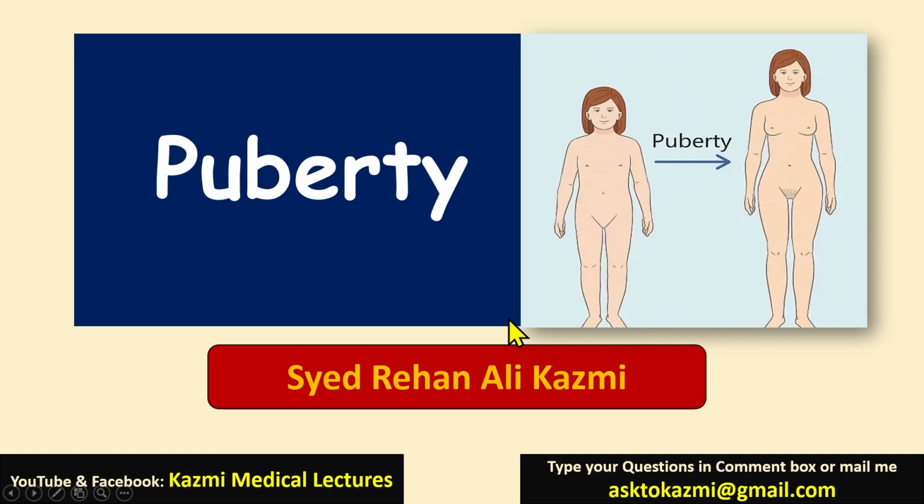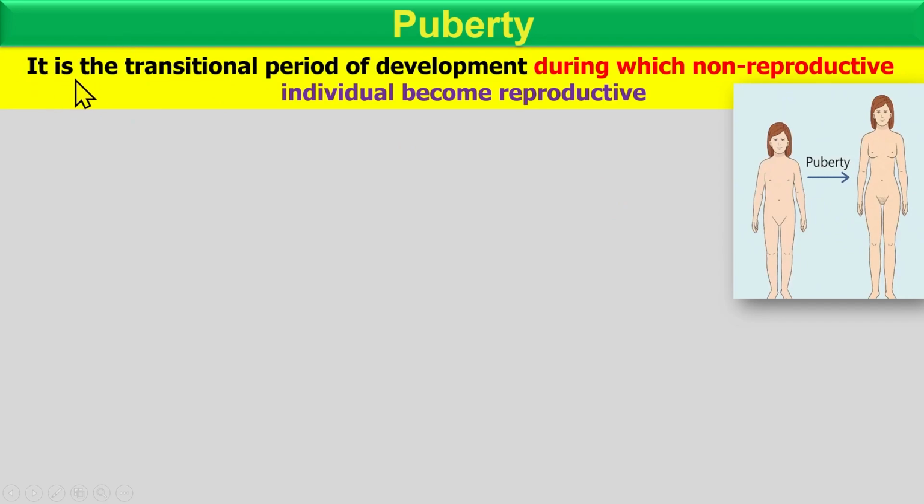Bismillahirrahmanirrahim. Puberty. What is puberty? A transitional period of development where the non-reproductive individual becomes reproductive. So a couple of changes occur in this non-reproductive individual to make them a reproductive individual. So here is a definition: it is a transitional period of development during which a non-reproductive individual becomes reproductive.